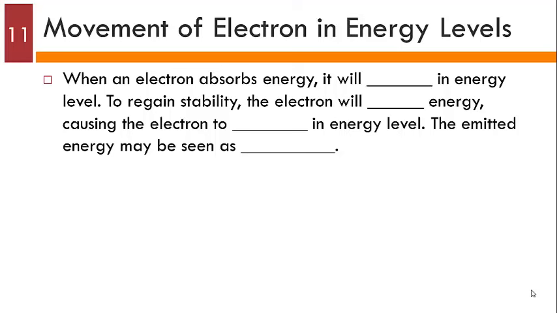When an electron absorbs energy, it will jump up in energy level. To regain stability, the electron will emit energy, causing the electron to jump down in energy level. The emitted energy may be seen as visible light.